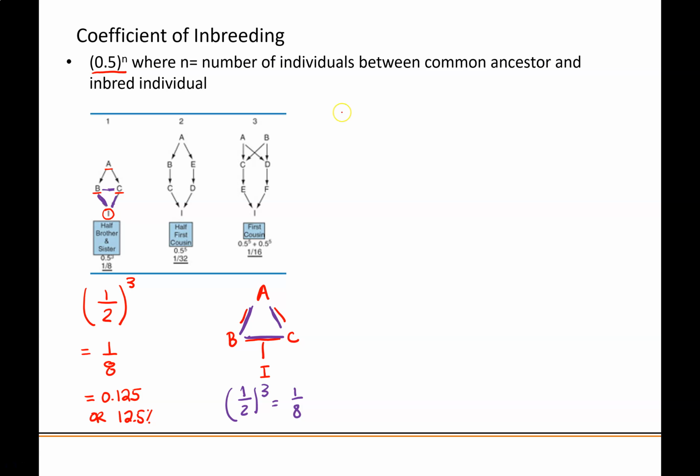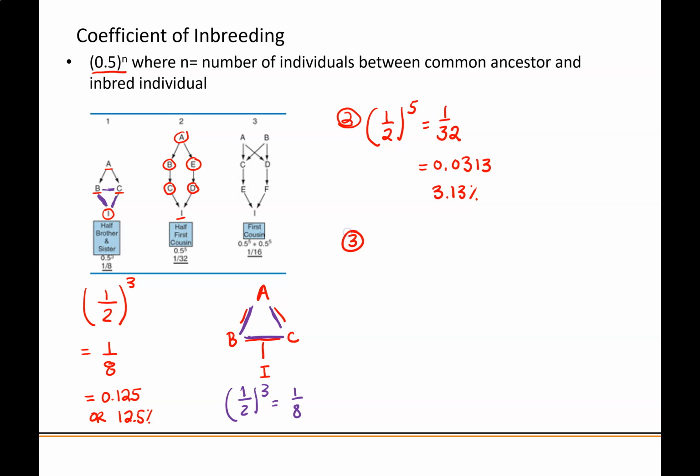Number 2, this shows a half first cousin. We've got our individual at the bottom linked by 1, 2, 3, 4, 5 individuals back to that common ancestor. So we have 1/2 raised to the 5, or 1/32, which is 0.0313, or 3.13% for our coefficient of inbreeding.